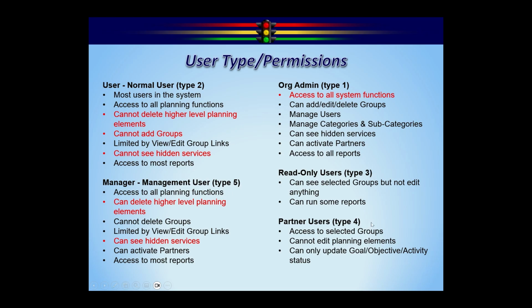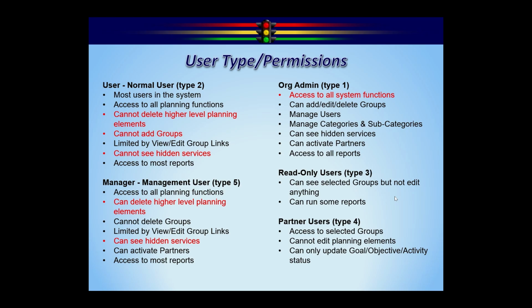Partner user, typically used with external partners. They access the selected group. So you're going to set the partner user up with the groups that you want. Typically, it's only a few groups with partners if they're working on maybe your strategic plan or emergency operations plan or something like that. Then you're going to give them view access or even edit access. But their edit access is limited. They can't do the same thing that any other user can do. The only thing they can do is update goals, objectives, and activities.